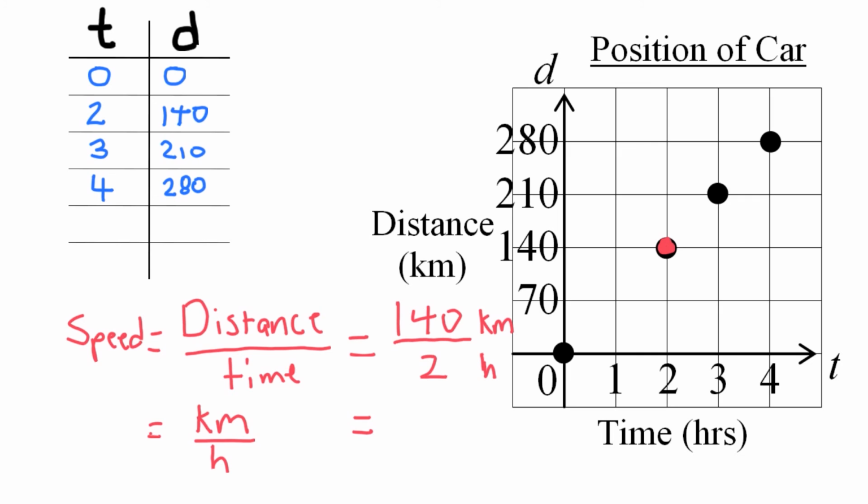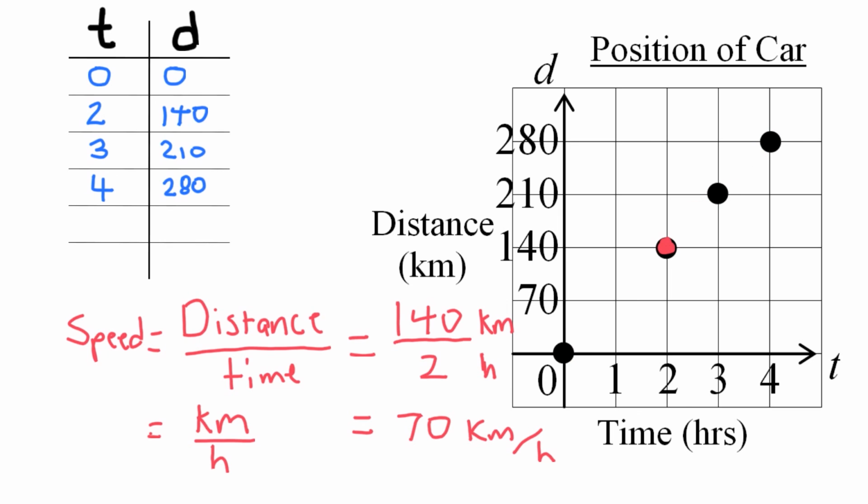Now we can actually simplify this. What is 140 divided by 2? 70. And then we still have our units of kilometers per hour. Whenever you see this slash in kilometers per hour, that's the same as a fraction line. It's just some people find it easier to do it as a slash. So what this linear relation represents is the speed.